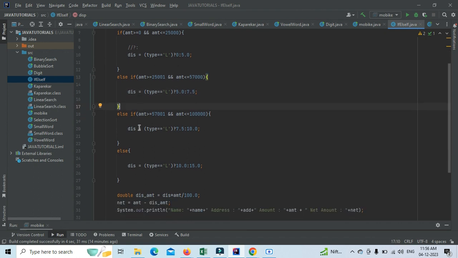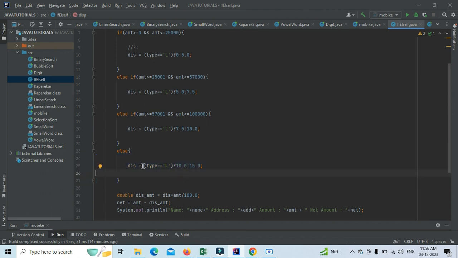The next step was, if the amount of purchase is greater than 57,001 and below 1 lakh, then if it falls in this range, and if the type is L, then the percentage of discount was 7.5, otherwise the percentage of discount was 10. Okay, this was the next step. Then again in the last step, if the amount of purchase is greater than 1 lakh, what will happen? Then the percentage of discount for laptop was 10, and for not laptop, other desktop kind of purchase, it was 15.